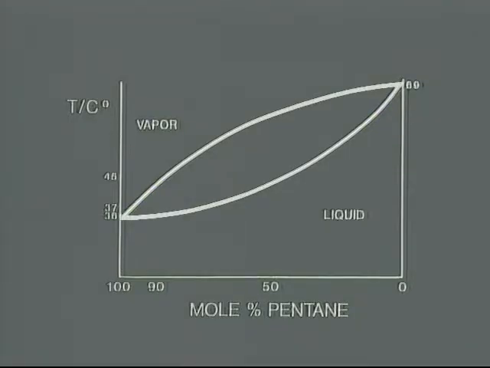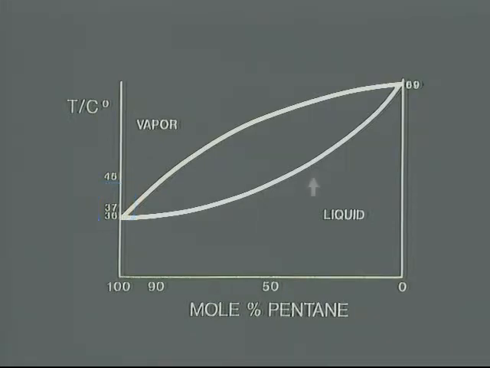At the boiling point of mixtures of liquids, the compositions of the vapor of the liquid are often displayed as boiling point diagrams, sometimes called liquid vapor composition curves. On these diagrams, the vertical axis represents the temperature, and the horizontal axis represents the composition of both the liquid and vapor states. This diagram is for a mixture of hexane, which has a normal boiling point of 69 degrees, and pentane, which has a normal boiling point of 36 degrees.